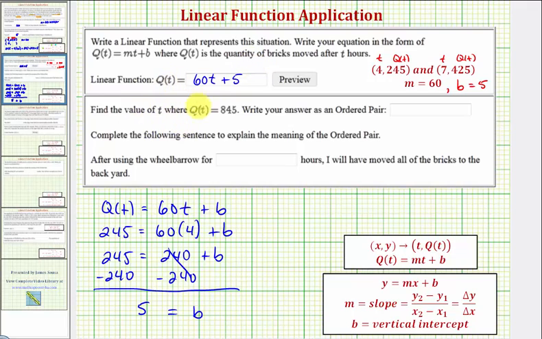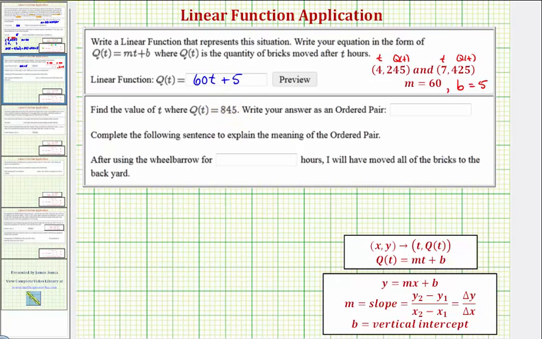And now for the last part, we want to find the value of t, or how many hours it's going to take until Q of t, the quantity of bricks, equals 845. Remember, this is the total number of bricks that you had delivered. So what we'll do is, using a linear equation here, we'll substitute 845 for Q of t and solve for t. So we'd have 845 equals 60t plus 5. Subtract 5 on both sides. That would give us 840 equals 60t. Divide both sides by 60. So we have t equals 14. Remember, this would be in hours.